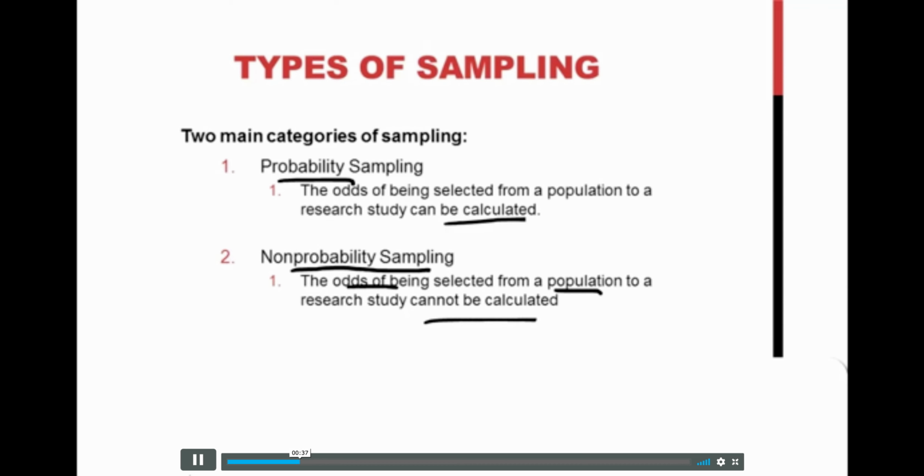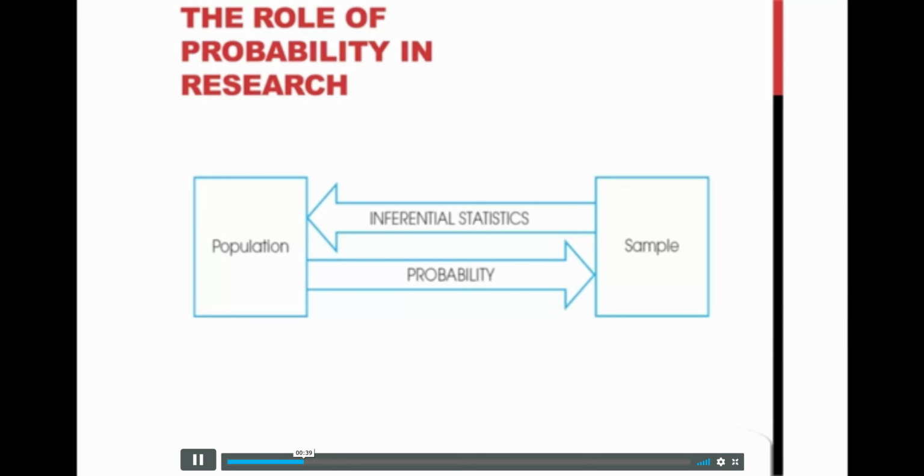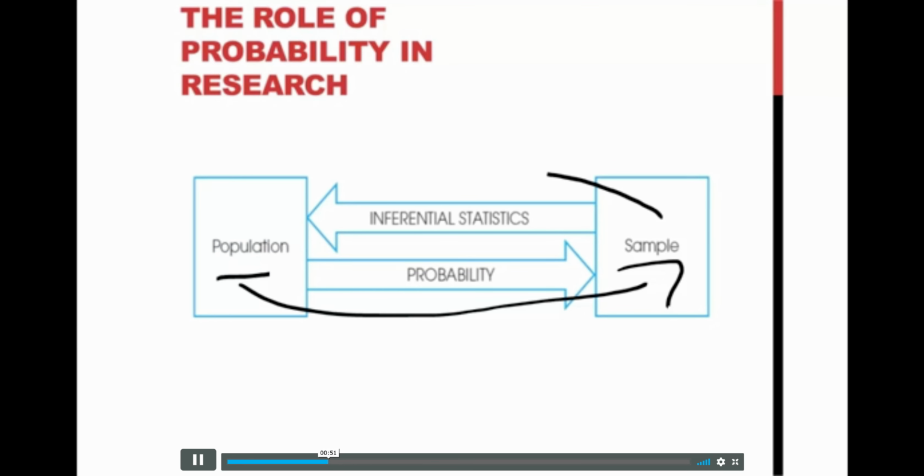be calculated. Whenever we have probability, what we're talking about is the ability to get somebody from the population into the sample. Once they're in our sample, we generally conduct a research project with them, and then we try to generalize those results using inferential statistics back to the population. So probability is almost the inverse process of inferential statistics.